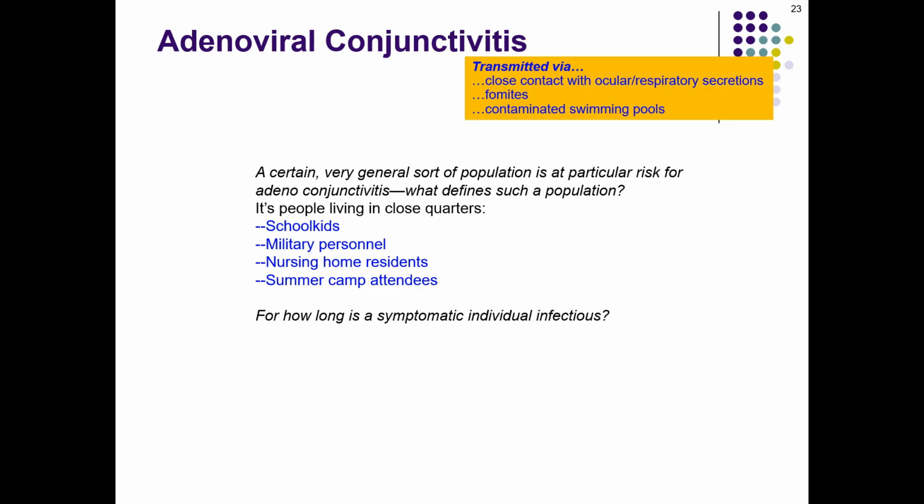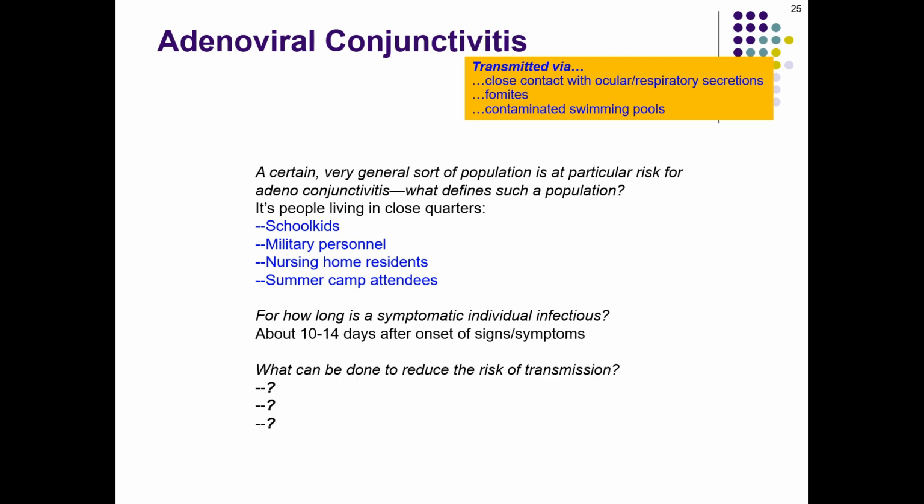For how long is a symptomatic individual infectious? For 10 to 14 days, almost 2 weeks after the onset of signs and symptoms. And what can be done to reduce the risk of transmission? There are 3 ways: very careful hand washing, no sharing of towels, bedding, etc., and isolation of infected individuals.